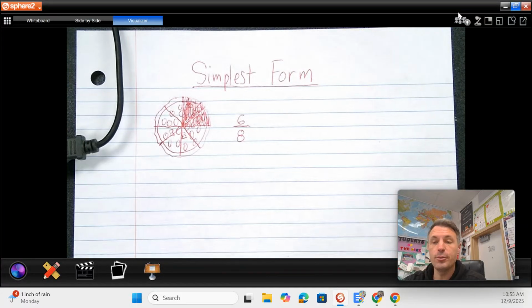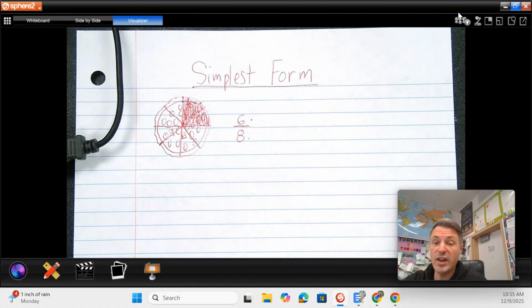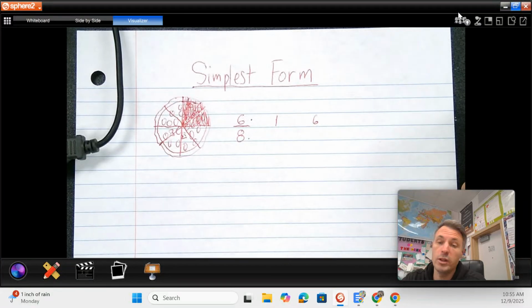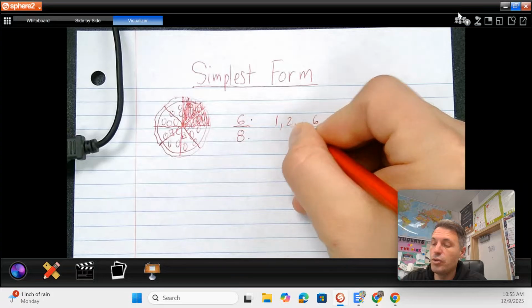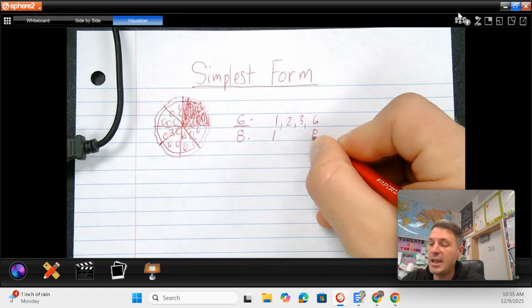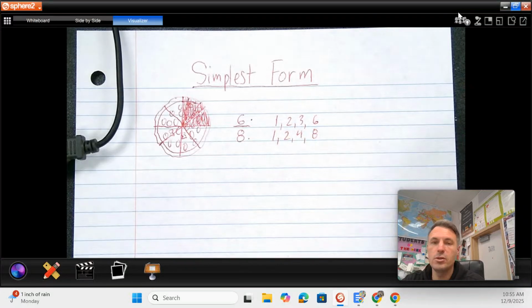To put a fraction in simplest form, here's what you do. You list all the factors for the numerator and the denominator. So the factors of 6 are all the numbers I could multiply together to equal 6. So that's 1 and 6, because 1 times 6 is 6. And it's 2 and 3, because 2 times 3 is 6. And what are all the factors of 8? Well, it's 1 and 8, because 1 times 8 is 8. And it's 2 and 4, because 2 times 4 is 8. Those are all the factors of 6 and 8.